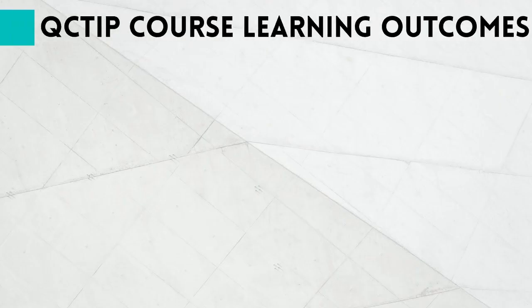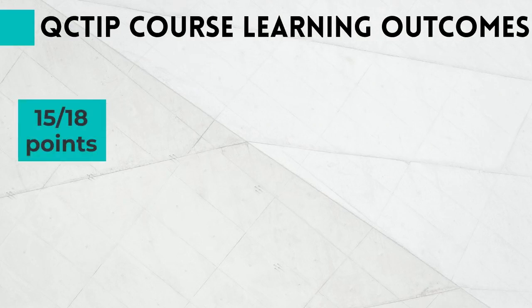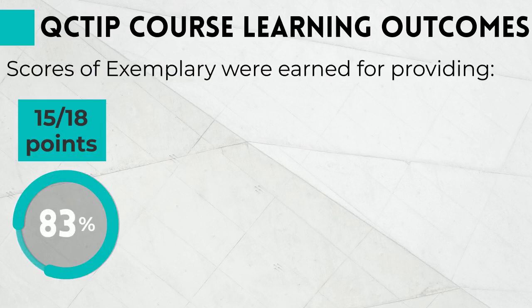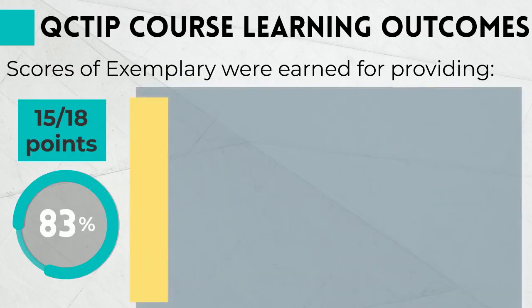The successful alignment and effectiveness of objectives is supported by the score earned on the QTIP scorecard for course learning outcomes. The course earned 15 out of 18 points, or an 83% in this area. This number was adjusted to remove the criteria that could not be evaluated. The course earned exemplary scores in the following criteria.